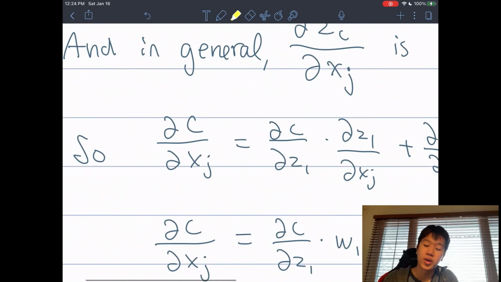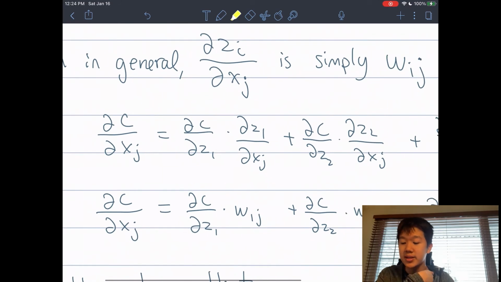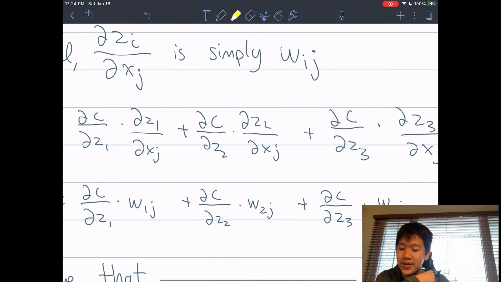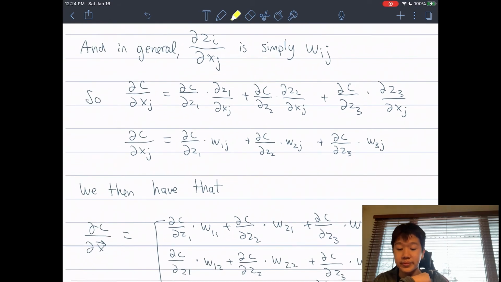So del c over del xj, for example, is going to be equal to del c over del z1 times del z1 over del xj plus del c over del z2 times del z2 over del xj plus del c over del z3 times del z3 over del xj. We finally have that again. This gives us del c over del xj, which is equal to del c over del z1 times w1j plus del c over del z2 times w2j plus del c over del z3 times w3j.